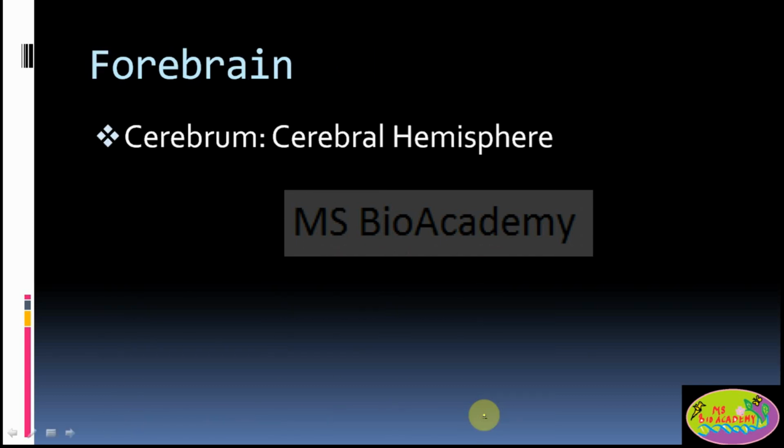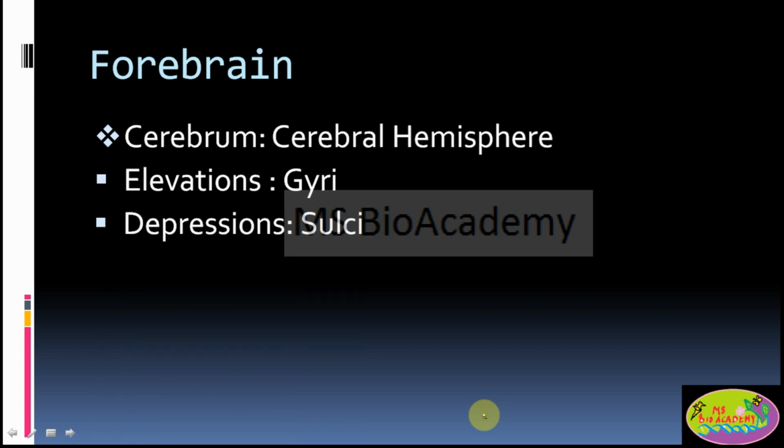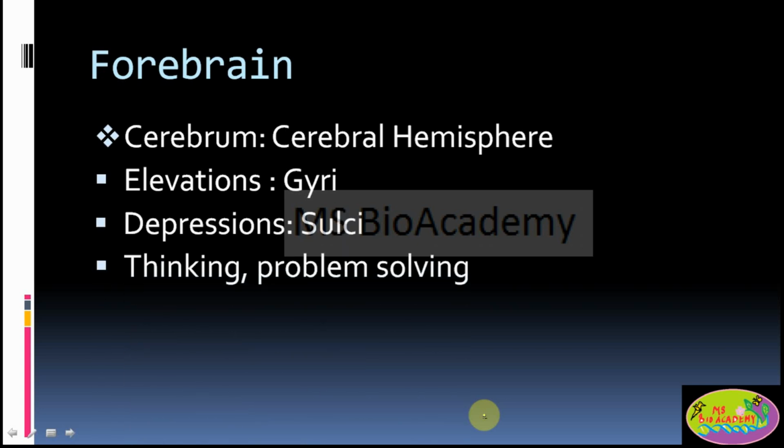The forebrain contains the cerebrum and one more portion, which is the diencephalon. The cerebrum has left and right cerebral hemispheres, and as we have already discussed, it has certain elevations known as gyri and depressions known as sulci, and they are mainly involved in thinking, problem solving, your emotions, speech, intelligence, body movement, etc.